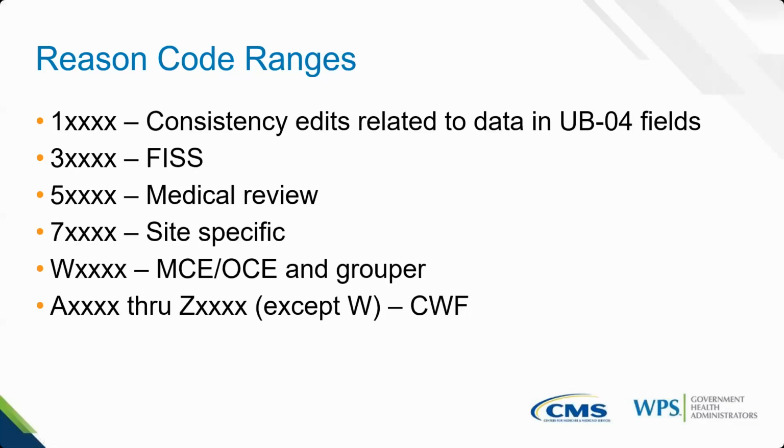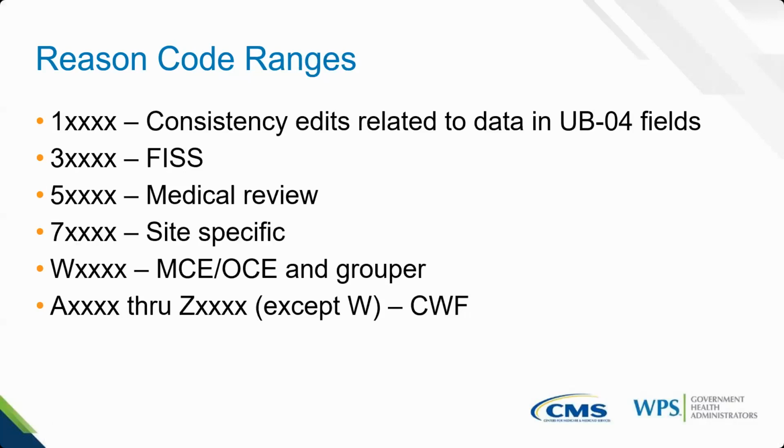Now, this is not an all-inclusive list of the reason code ranges, but it was some of the ranges that I thought you would see most often. Reason codes that begin with a 1 are consistency edits, and they're usually related to the data on the UB04 fields. So you might get a reason code that begins with a 1 if the data wasn't correctly formatted.